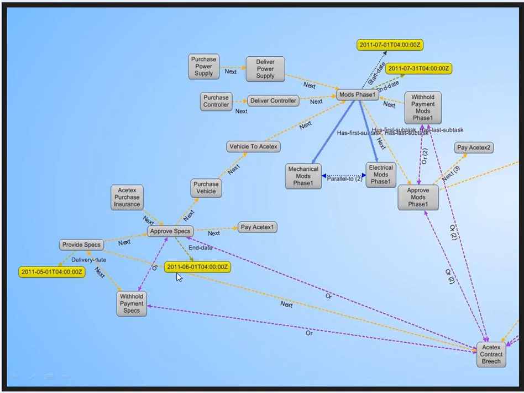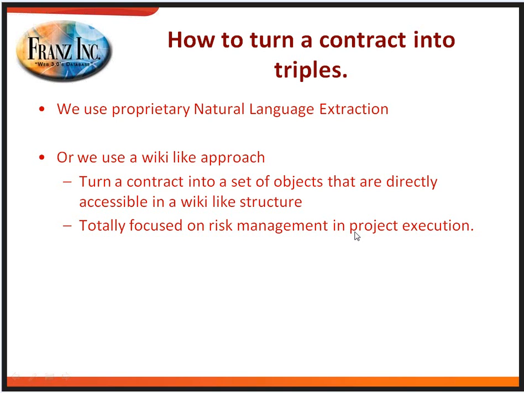Here's a part where we take a contract, and again, this was an automatic conversion, where we said without payment or approved specs, and the next step is to purchase the vehicle, and then we bring the vehicle to some place, and then we make some modifications, etc. So this is again part of a contract that was turned into triples.